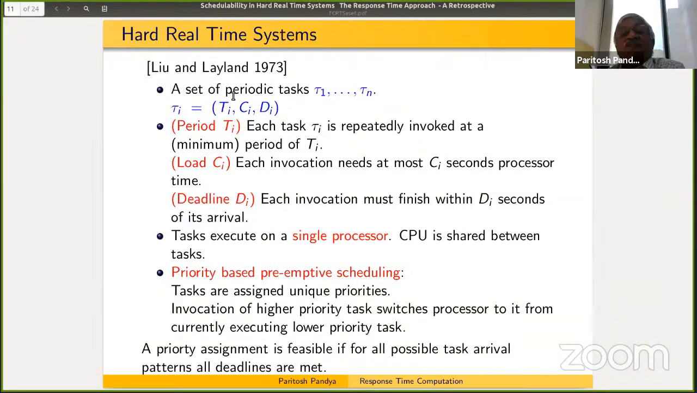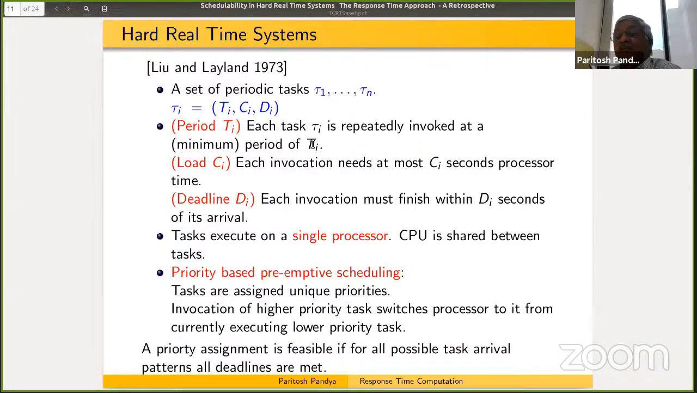Your computation consists of a set of periodic tasks, tau 1 to tau n, and each task tau i, the ith task, is characterized by three numbers. The first is its period, and this says how frequently the task repeats. It's like: sense the obstacle, do course correction, and then drive the steering and the speed. Again, do it a few milliseconds later. So the tasks are repeated periodically, and the period gives the minimum time between two invocations. The invocations are not expected to be more frequent than this, but maybe they occur more slowly.